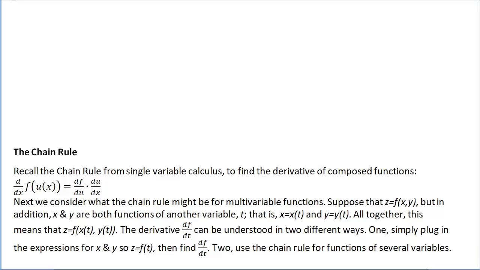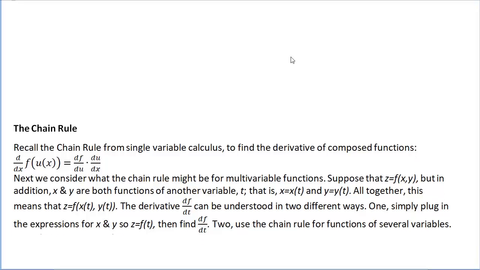What is that? Well, there are two ways to think about it. Number one, we could take the expression f written in x and y, and since we know x and y in terms of t, just plug those expressions in, and then f becomes a function of t, and it would be very easy to find df/dt. The other way to do this is to use the chain rule. So now let's talk about what that chain rule might be.